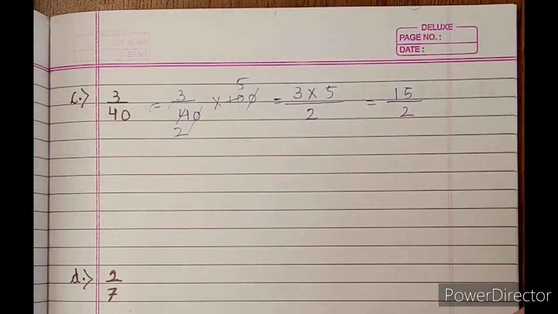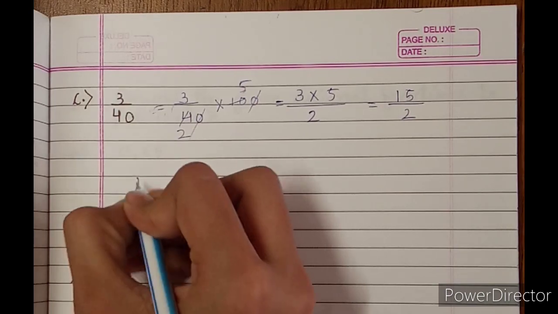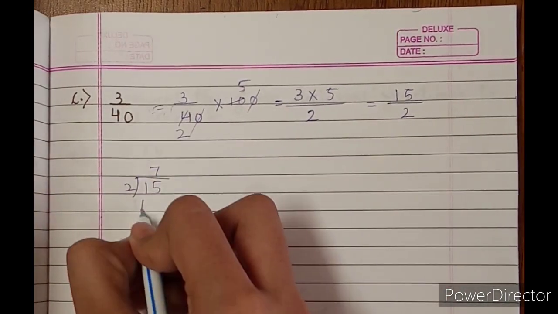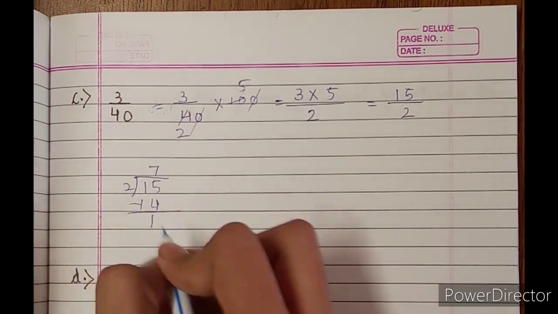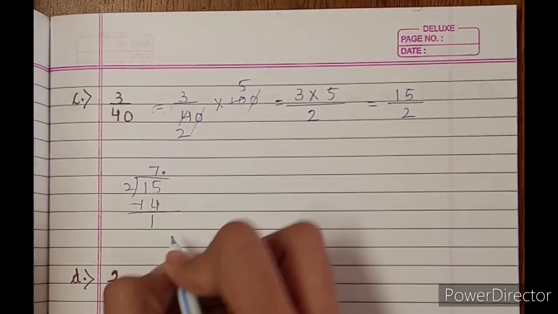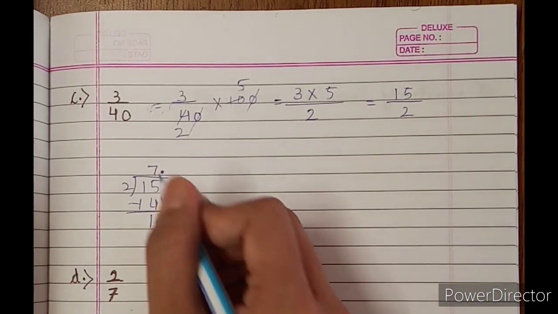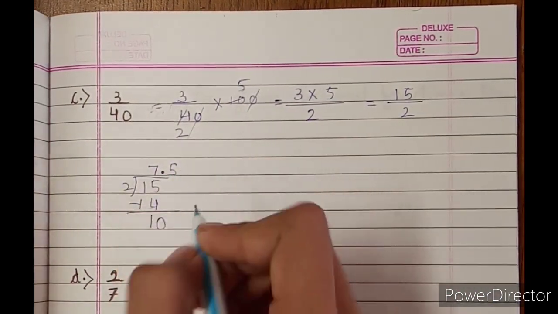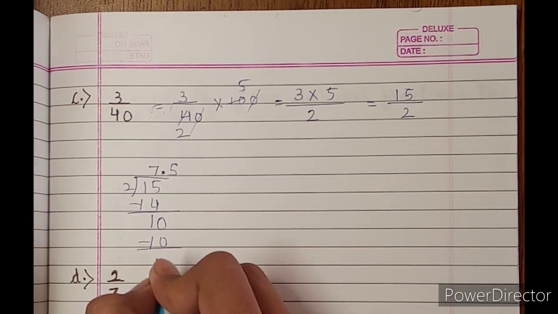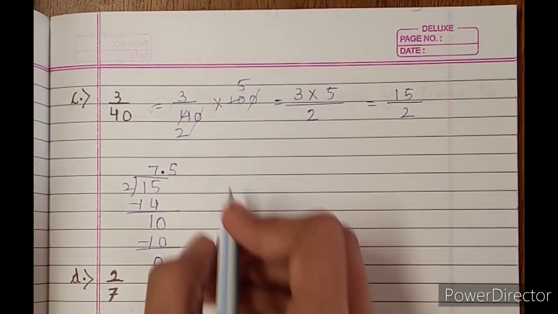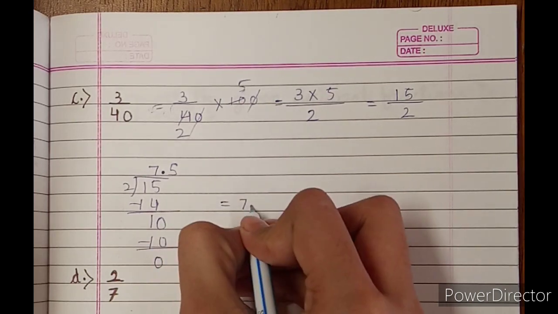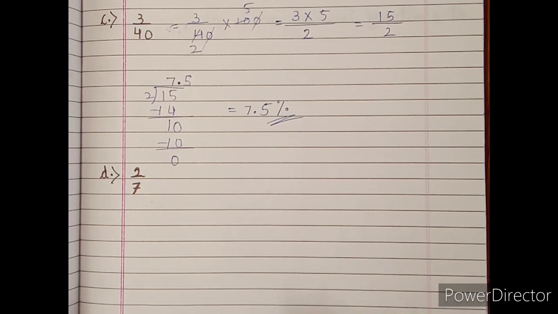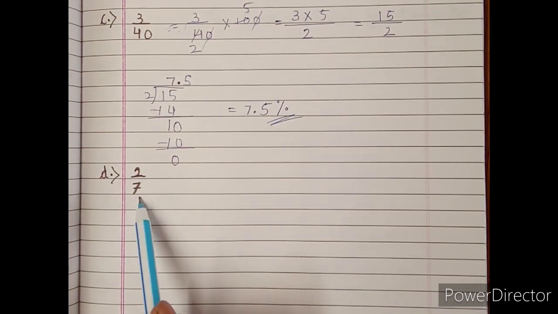Now we'll divide 15 and 2. 2 sevens are 14. 15 minus 14 is 1. Now 1 is smaller than 2, so we'll add point and 0. Now 2 fives are 10. 10 minus 10 is 0. So our answer is 7.5%. Coming to the fourth sum, which is 2 upon 7.